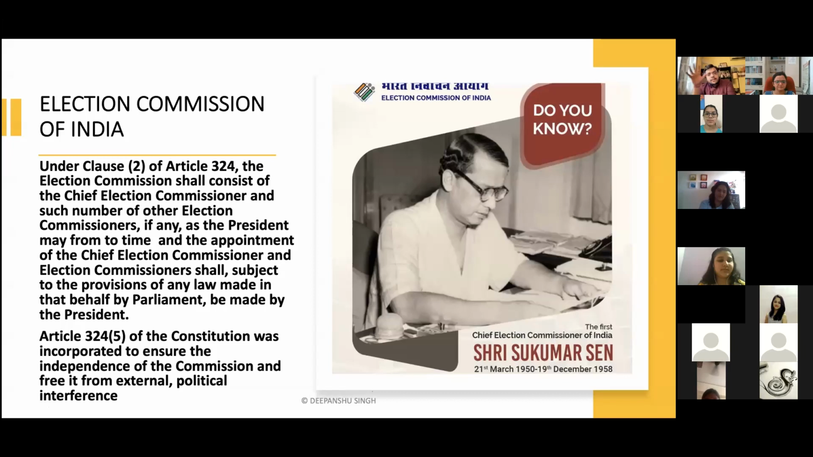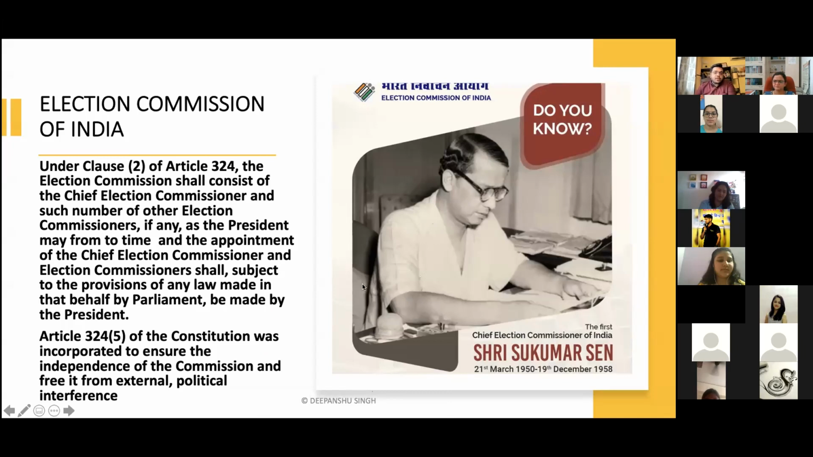But there are certain concerns about how the Election Commission functions, and we'll come to that when we're talking about the challenges related to the Election Commission of India. So the person that you see in this image is Mr. Sukumar Sen. Shri Sukumar Sen was the first Chief Election Commissioner of independent India. And since then it has been functioning as a single-member body, and later on 2 more were appointed.